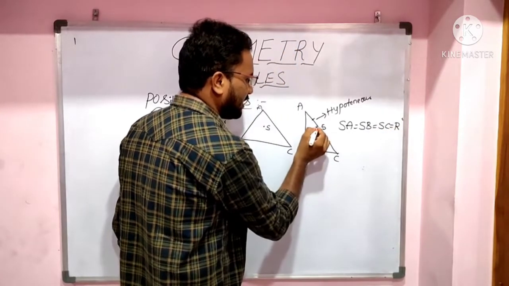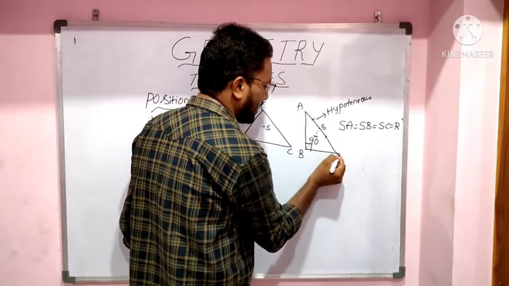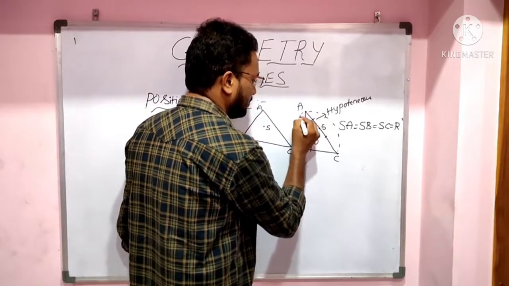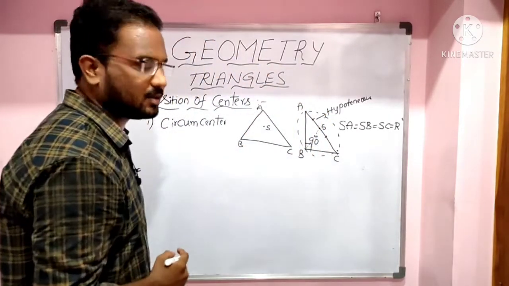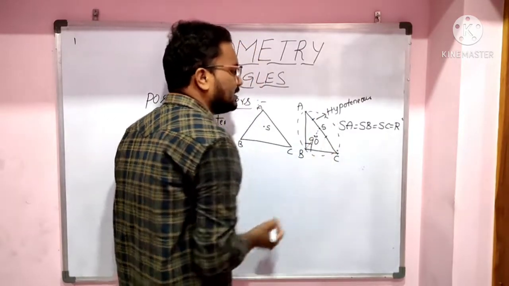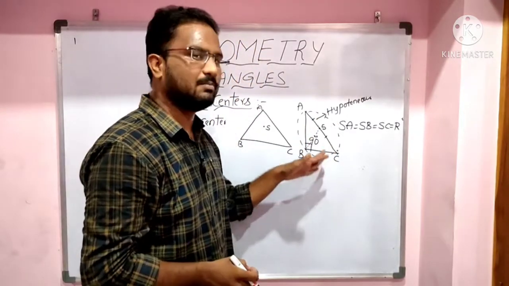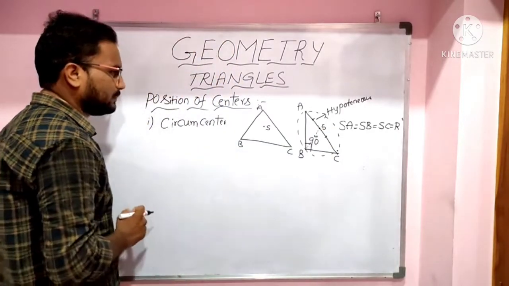If I draw a circle by taking SA or SB or SC as radius, then the circle will be like this. This is the circumcircle. So in a right angle triangle, the circumcenter always lies at the midpoint of the hypotenuse.